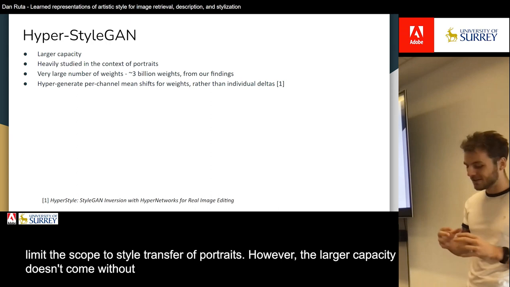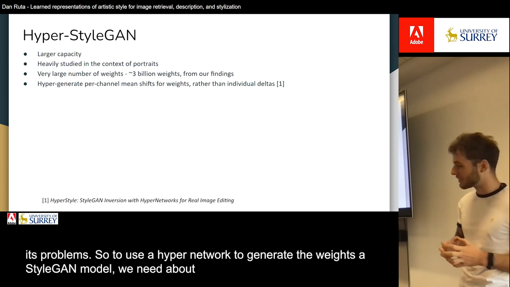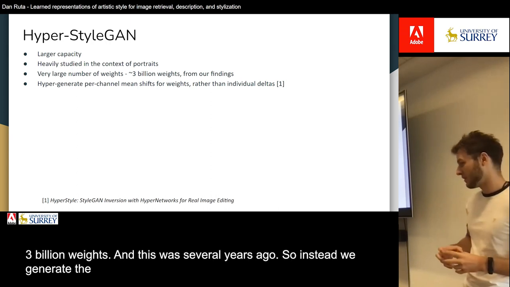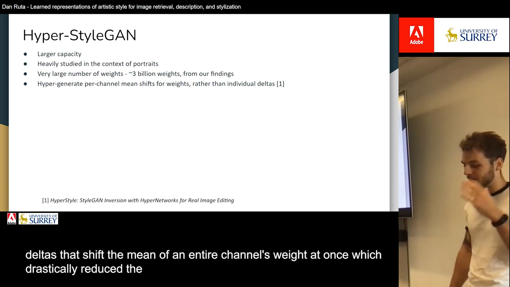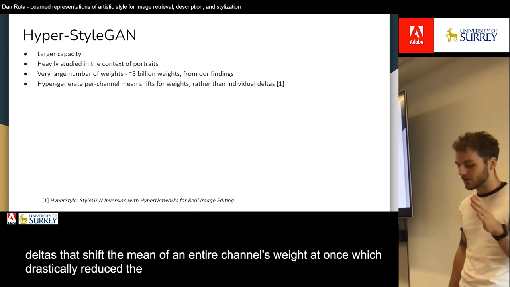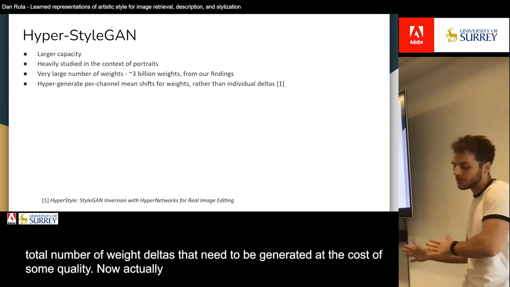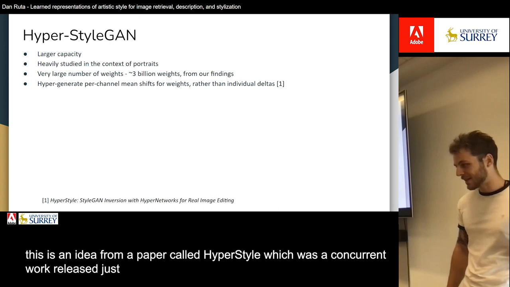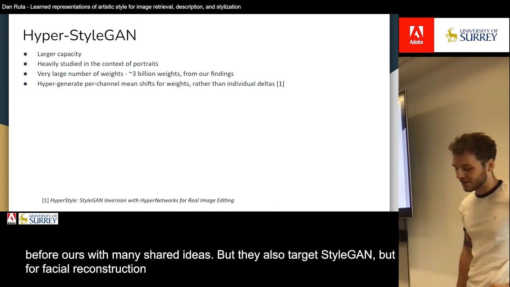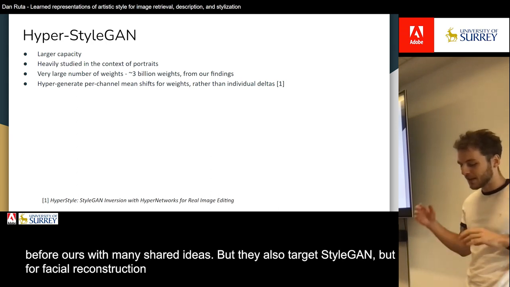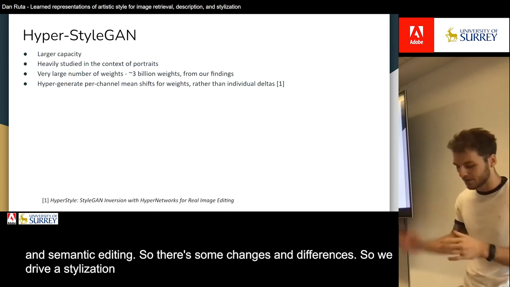However, the larger capacity doesn't come without its problems. To use a hypernetwork to generate the weights for a StyleGAN model, we would need about 3 billion weights. And this was several years ago. So instead, we generate the deltas that shift the mean of an entire channel's weights at once, which drastically reduces the total number of weight deltas that need to be generated at the cost of some quality. Now, actually, this is an idea from a paper called HyperStyle, which was a concurrent work released just before ours with many shared ideas. But they also target StyleGAN for both facial reconstruction and semantic editing. So there are some differences.